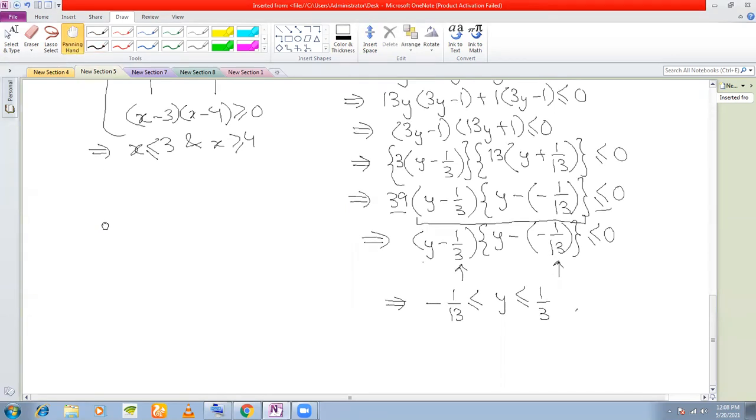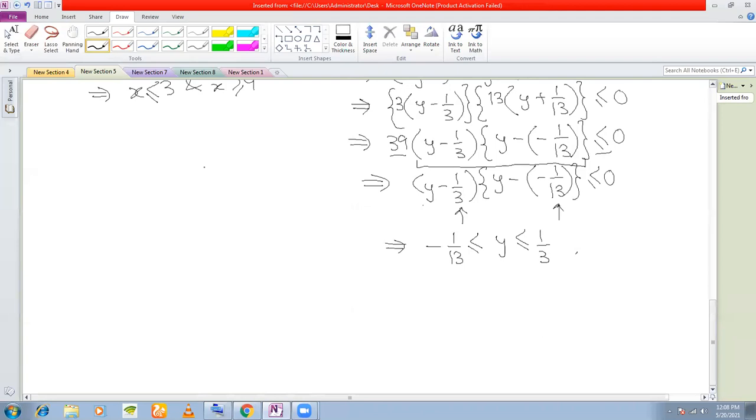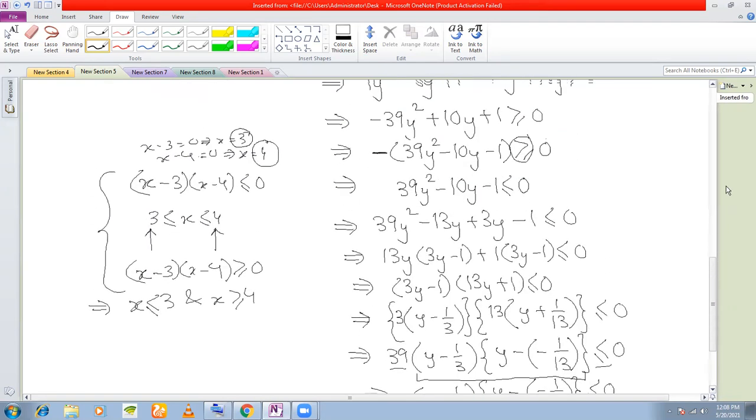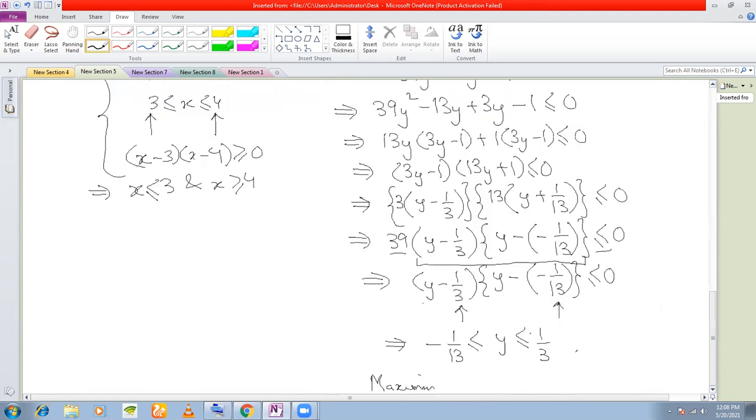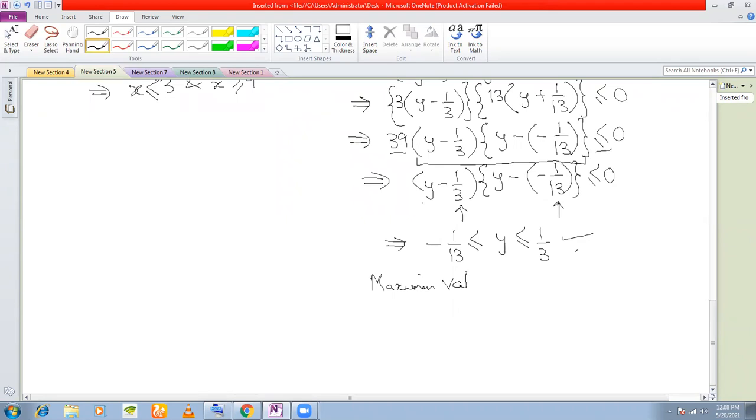Okay. So what was the question here? Find the maximum value. So what is the maximum value of the given expression? What was y? y we had taken as the given expression, isn't it? And y lies between minus 1 by 13 and 1 by 3. So which one should be the maximum value of y? 1/3, right? So if in the same question it was given, find the minimum value of the expression, what should your answer have been? Minus 1 by 13. Yes, minimum value is equal to minus 1 by 13.